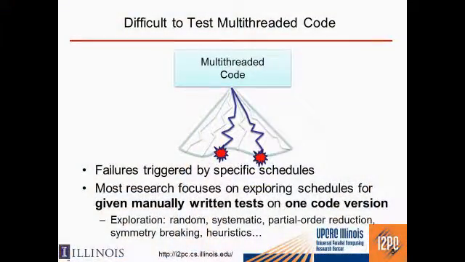So not only is it difficult to develop this code, but it's also difficult to test multi-threaded code. This is what's usually done. You have the code, you write some test, and then you need to explore all these different interleavings that could potentially lead to different results. The issue here is that these failures can be triggered only by some specific schedules. So it's difficult to explore these schedules. This state space is usually very large, so you need very sophisticated analysis to do that. Indeed, most research has focused on exploring the schedules.